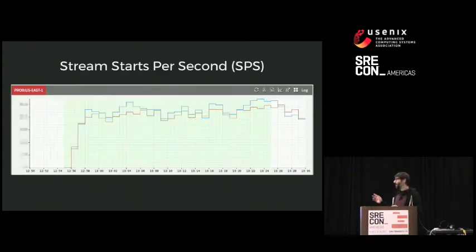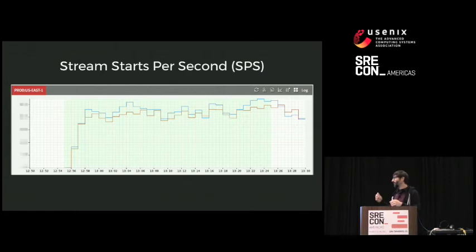The color of the lines doesn't really matter too much here, but the blue group is the control group, the red group is the experimental group. Here's the SPS for the requests that went through those two groups, and you can see that they're roughly the same.